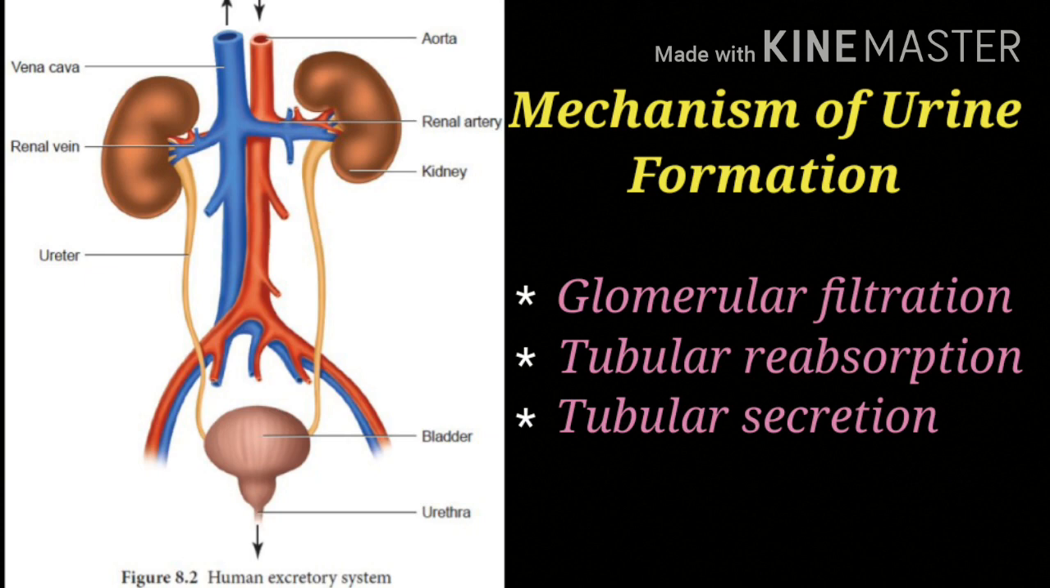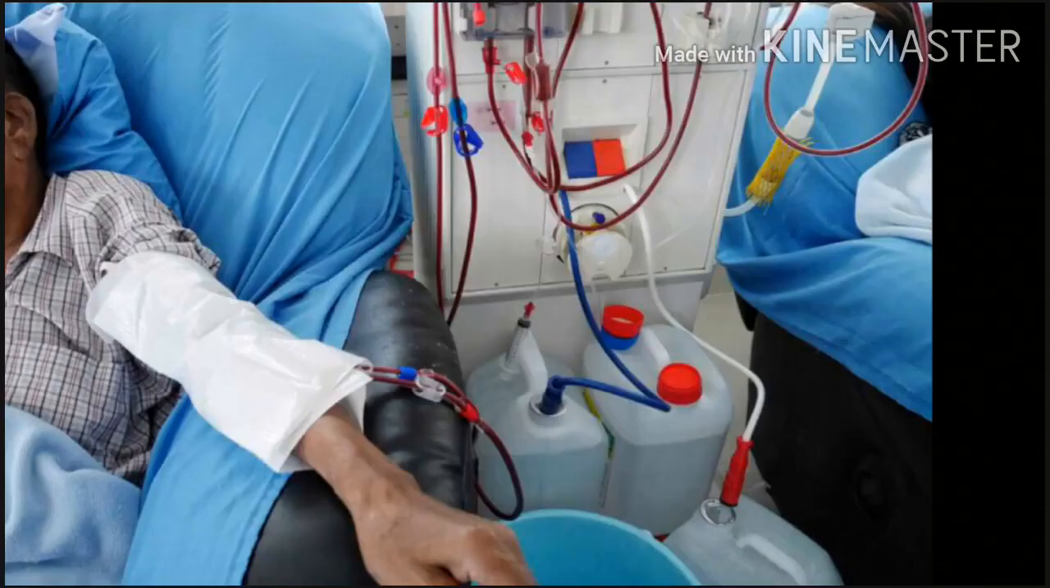Okay, so a healthy person excretes how many liters of urine per day? 1 to 2 liters. What is micturition? When the urinary bladder is full, the urine is expelled out through the urethra. This process is called micturition. Clear, children?